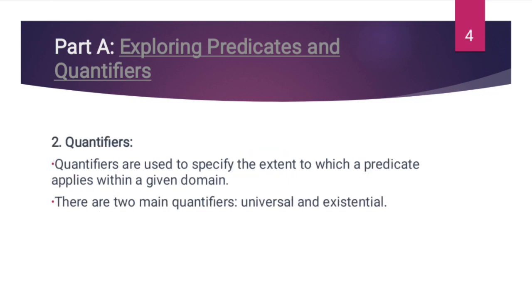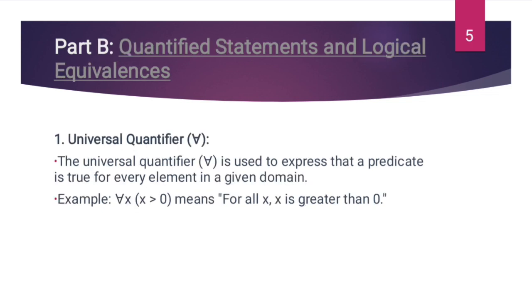Quantifiers. Quantifiers are used to specify the extent to which a predicate applies within a given domain. There are two main quantifiers: first is the universal, and second is the existential. The universal quantifier, like this sign, is used to express that the predicate is true for every element in a given domain.